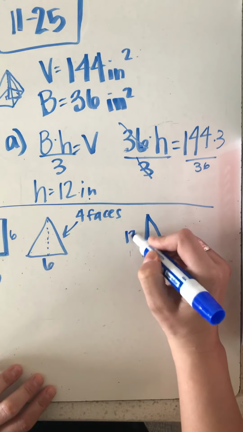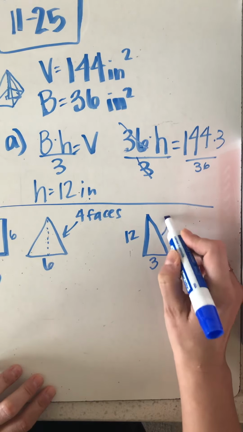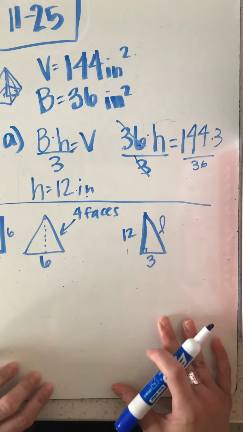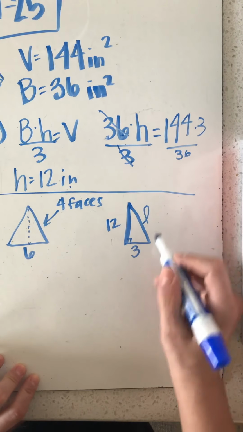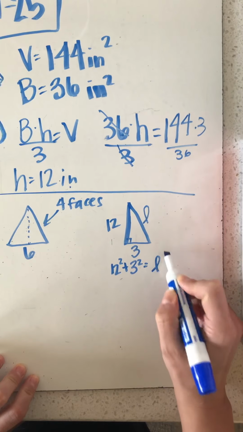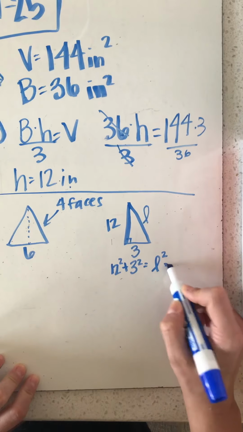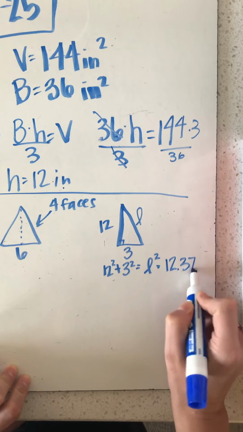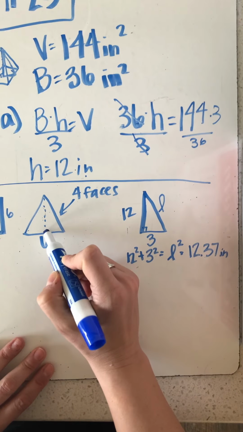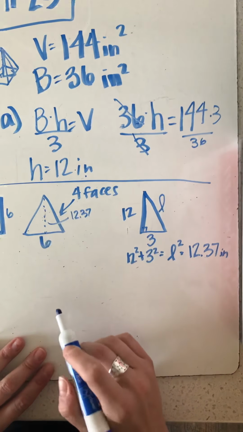So my height of 12 inches from my triangle, half of my base would be 3, and then my slant height. And because it's a right triangle, I can use the Pythagorean theorem to find the slant height. So 12 squared plus 3 squared equals my slant height squared. And you're going to figure out that it's about 12.37 inches. Okay? So that means that the height is 12.37 inches of the 4 triangular faces.